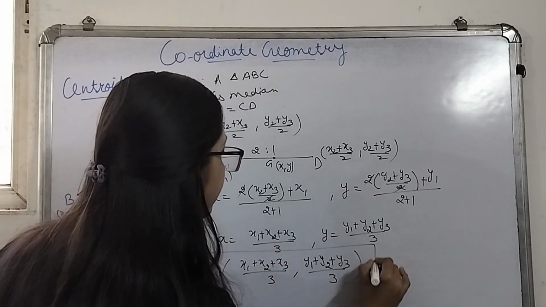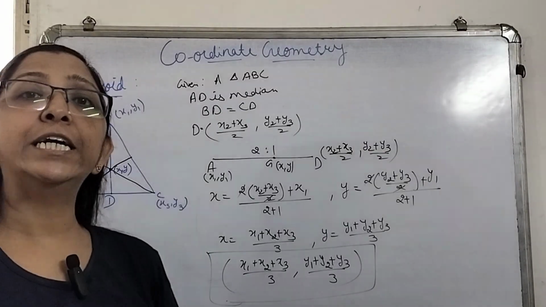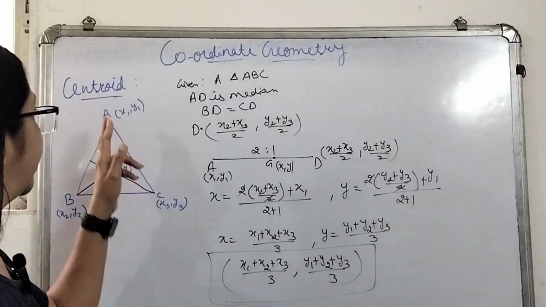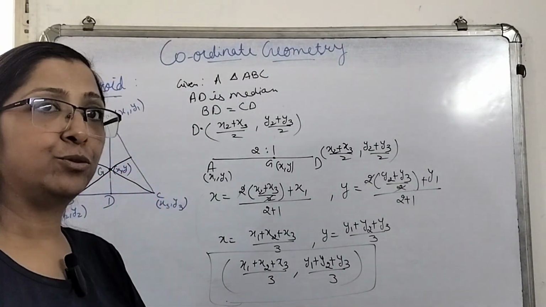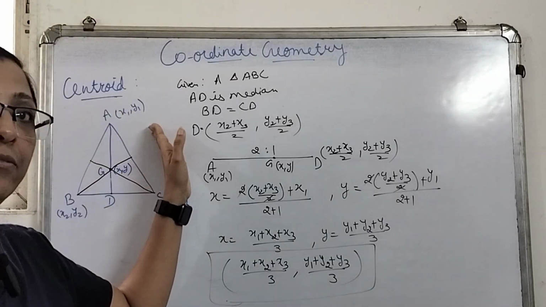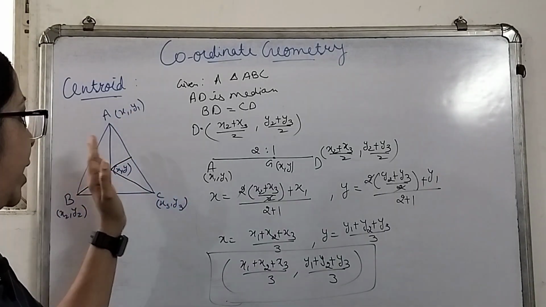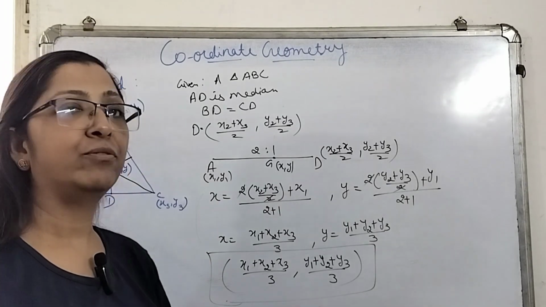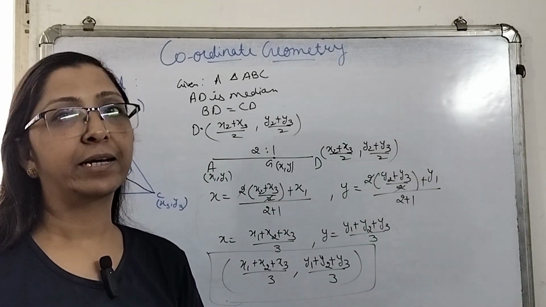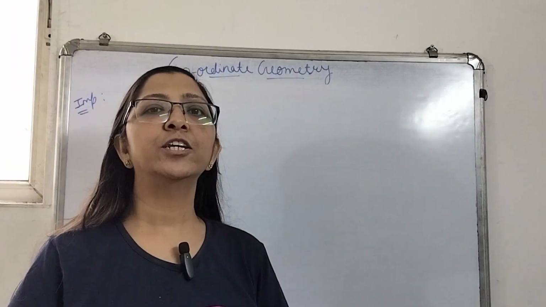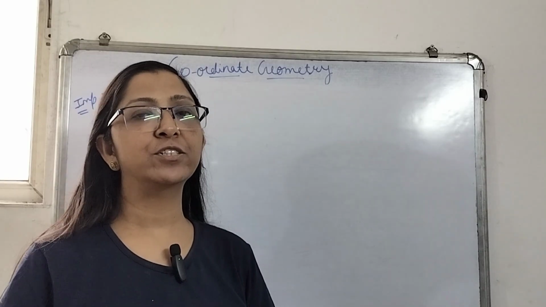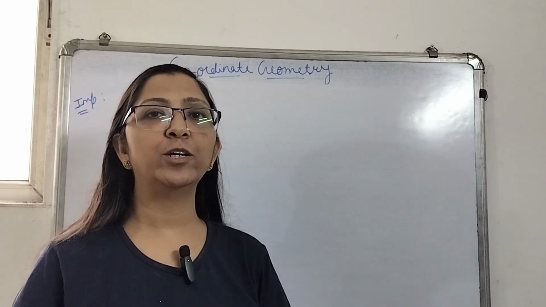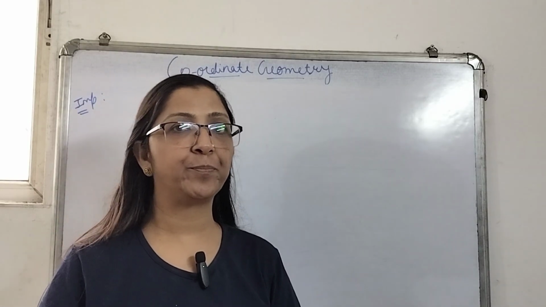This is the coordinates of the centroid of the triangle. If the three coordinates of the triangle are given to you, if one of the coordinates is x1 y1, another is x2 y2, and the third one is x3 y3, then this will be the formula for finding the centroid of the triangle. Now let's see some important points used for solving some important questions related to this chapter only.